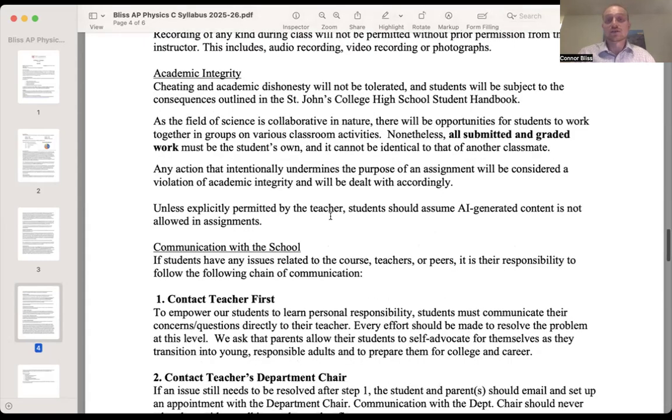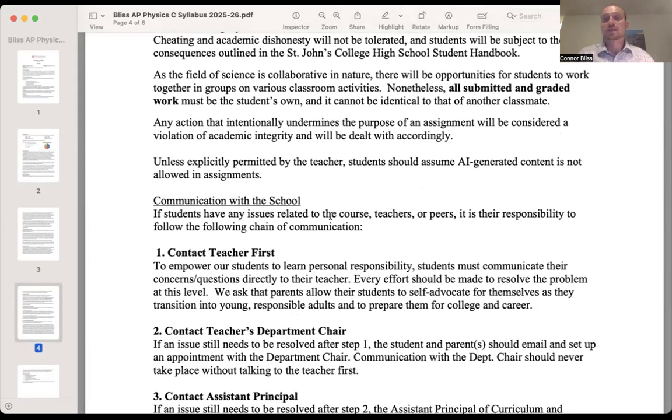And again, if there is an assignment that you're turning in, unless explicitly permitted by myself for that given assignment, you should assume that AI generated content is not allowed in those assignments.